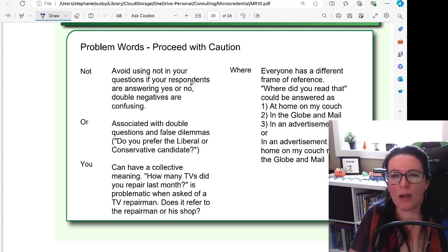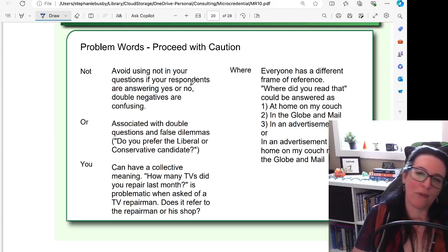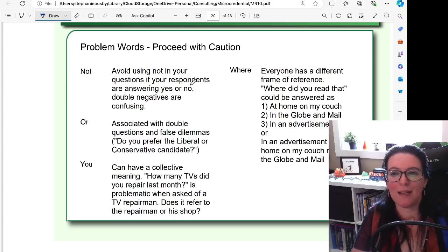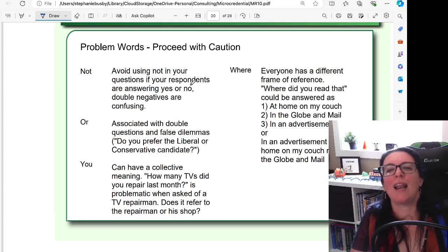The double-barreled question can also appear with the word or, not just with the word and, so be careful about that. Do you prefer the liberal or conservative candidate? If you're asking questions like that, then the answer choices better be liberal or conservative, not yes or no, so that you're choosing between the two, not asking about either or.